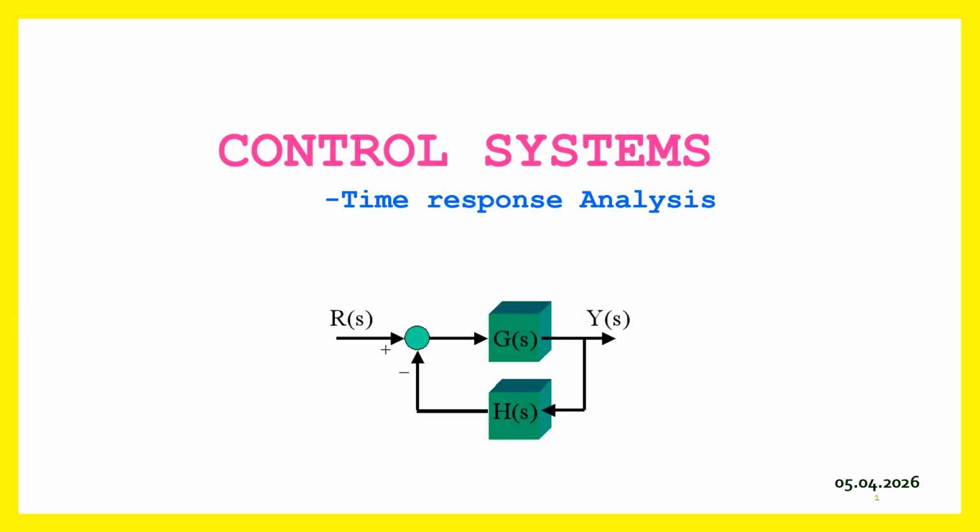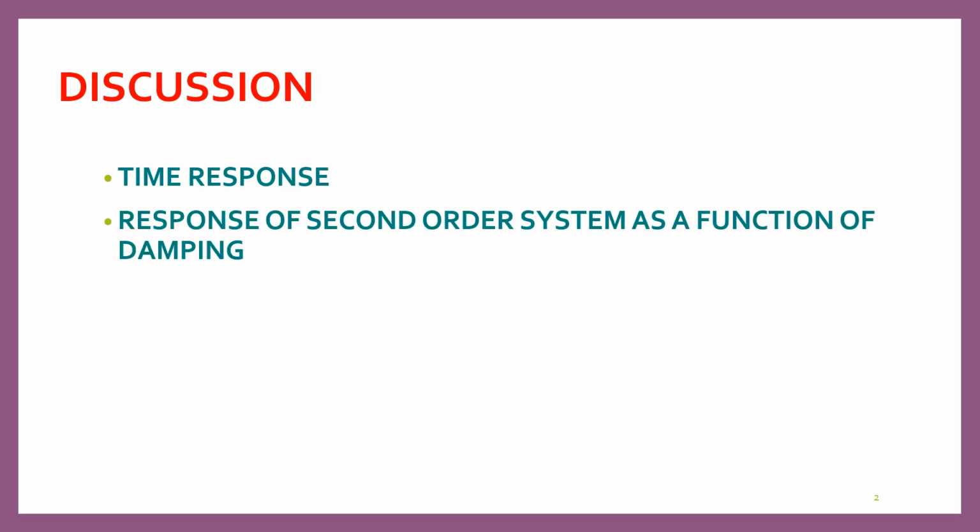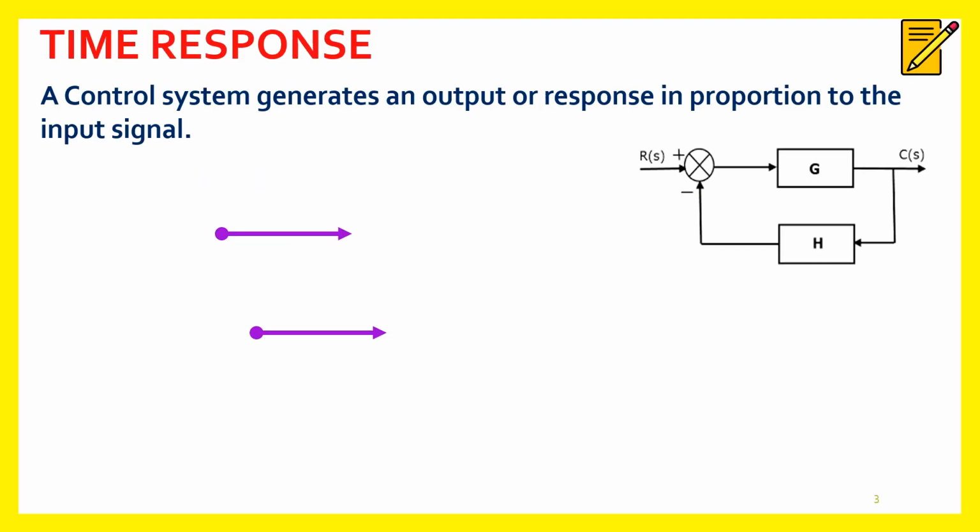The topic for today's class is an overview of time response analysis. The detailed topics for today's class are time response definitions and the expressions of a second order system, and how it changes with respect to damping and the signals. What is time response? The response of the system as a function of time is called time response.